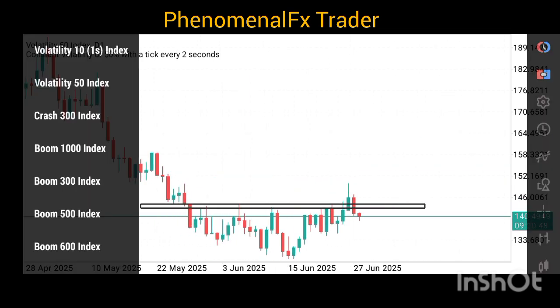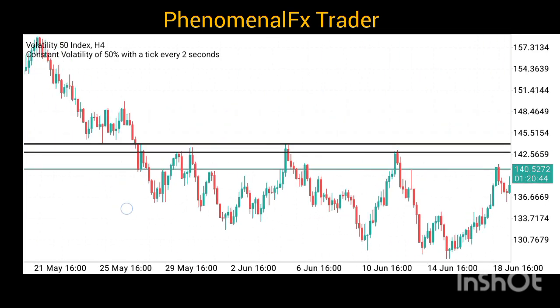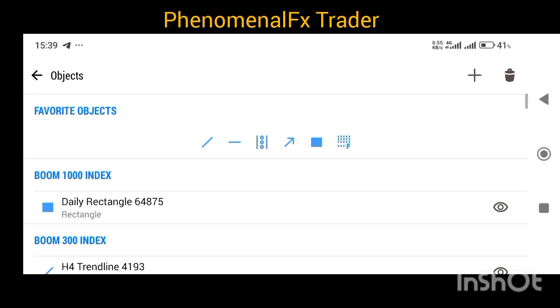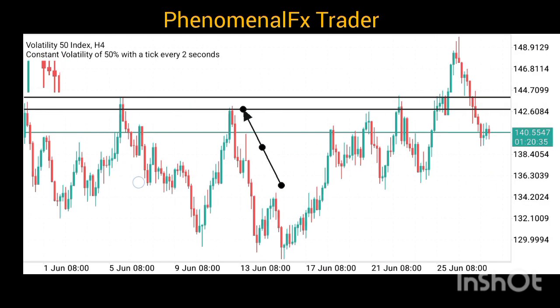Now if you go down to the 4-hourly time frame, you'll still see these rejections. The market is always rejecting that zone. We've been having some sales from here. Market sold here, sold here, sold here, still the same zone, and finally it broke above it.